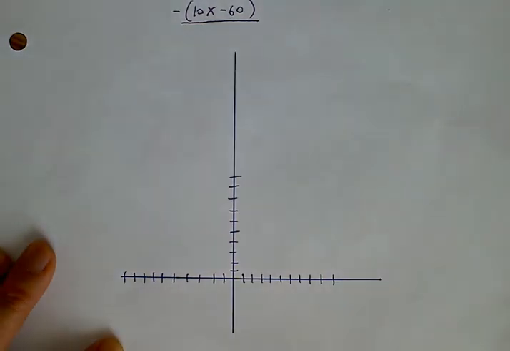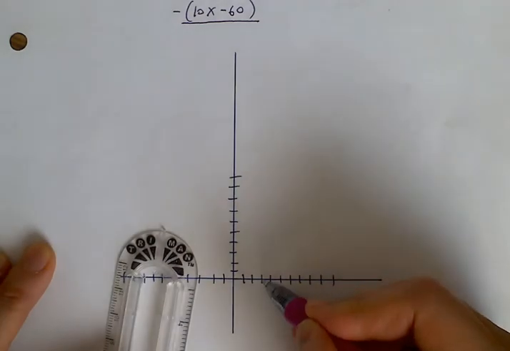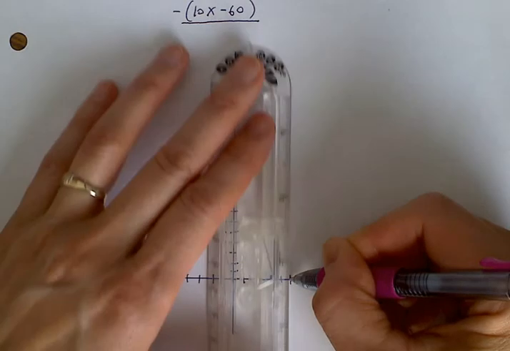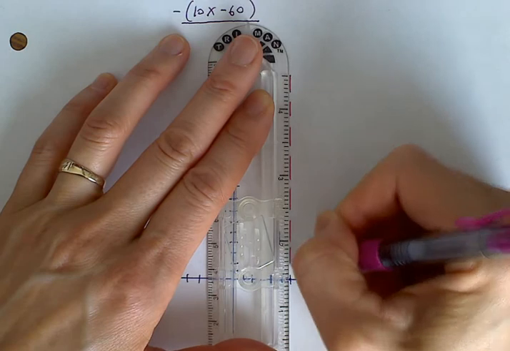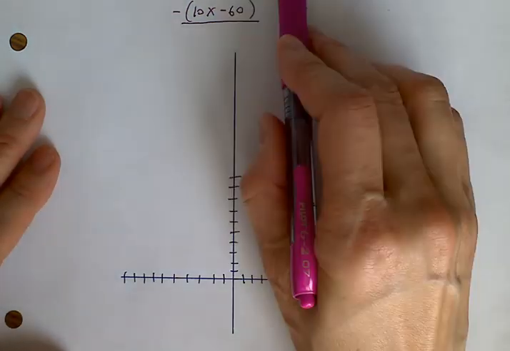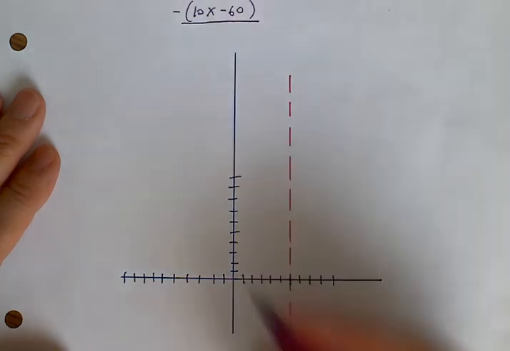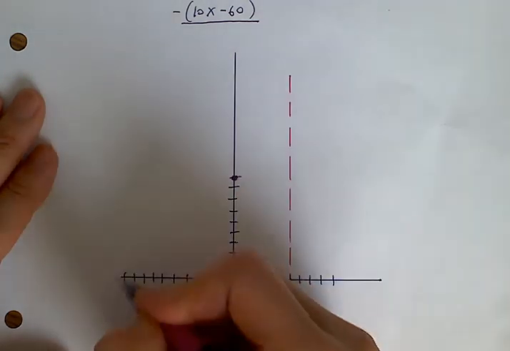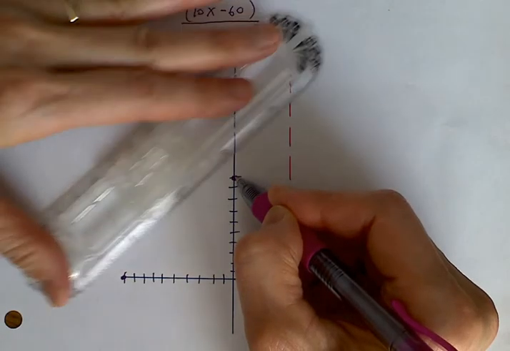Okay, so let's first of all put in our vertical asymptote, which is at 6. So 1, 2, 3, 4, 5, 6. So there's a vertical asymptote here. And then I also have a slant asymptote of this. So I need to draw in my y is equal to x plus 10. So I have a 10 right here, and then my slope is going to be 1, and I drew it so that this is 10 here. So I need to now connect it from here to here.